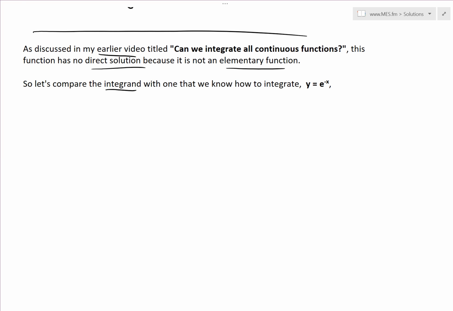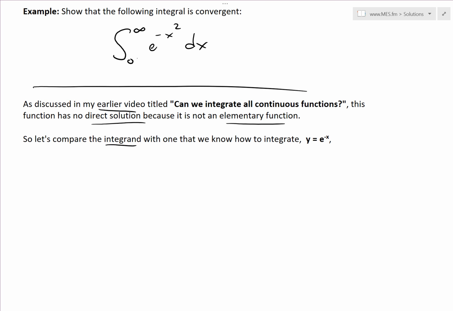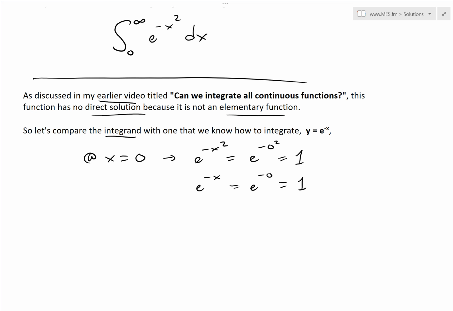So if we compare the two on this interval, at x equals 0, I just wanted to point out, for both of these, e to the negative x squared becomes e to the 0 squared, and 0 squared is still 0, so e to the power of 0 is just equal to 1. And the same with this function here, e to the negative x is just e to the 0, which equals 1.